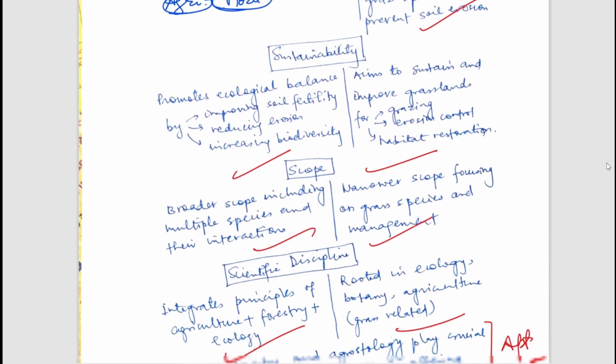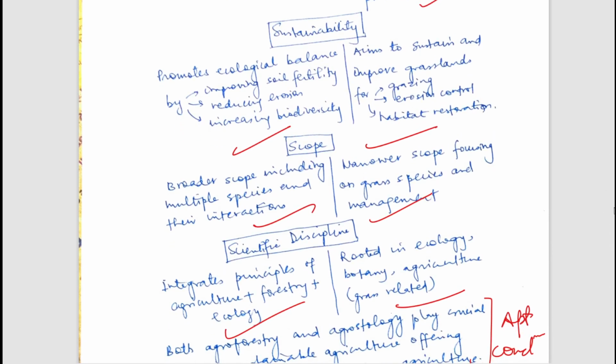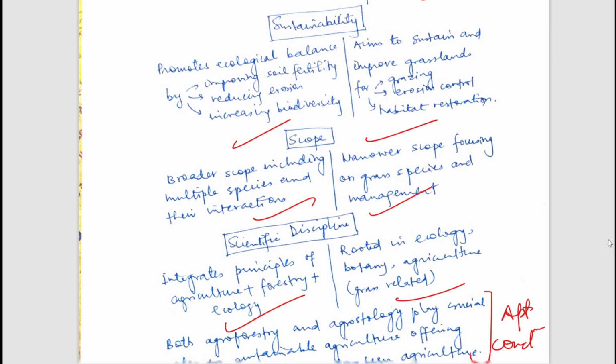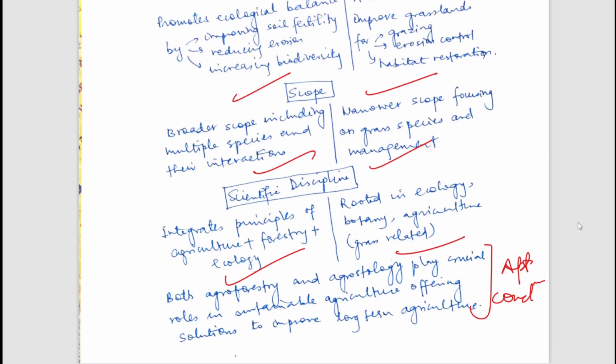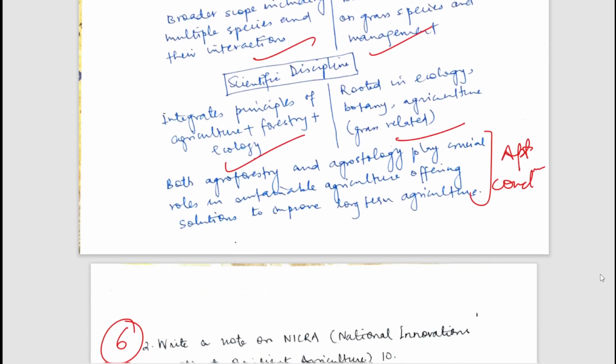Sustainability has been mentioned, scope has been mentioned, scientific disciplines have been mentioned. So a very well written answer, and I think you can read this answer because it is easy to write about agroforestry, but for writing about agroastrology sometimes many students get confused about what to write. So you can see how the student has approached the answer, how the student has finished the answer and well concluded. So you can read this answer. Now let's move to the next question.